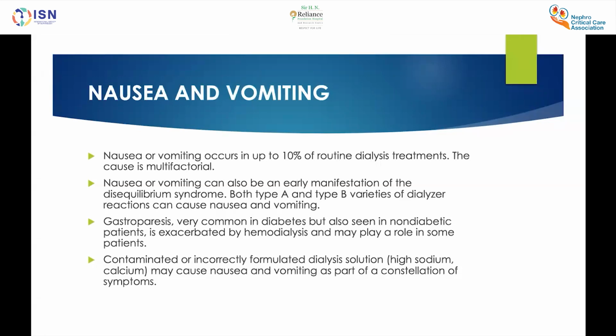Nausea and vomiting. Now, this occurs in up to 10% of routine dialysis treatments. It could be an early manifestation of disequilibrium syndrome. Both type A and type B varieties of dialyzer reactions can cause nausea and vomiting. Gastroparesis, which is very commonly seen in diabetic patients but also seen in non-diabetics, is exacerbated by hemodialysis and may play a role in some patients. Contaminated or incorrectly formulated dialysis solution may cause nausea and vomiting.